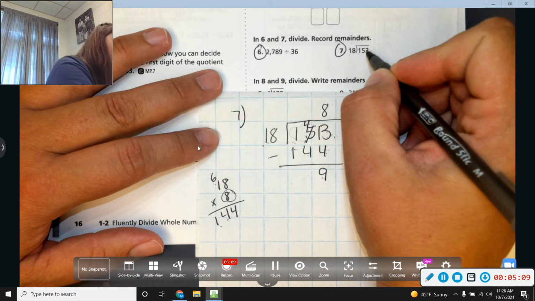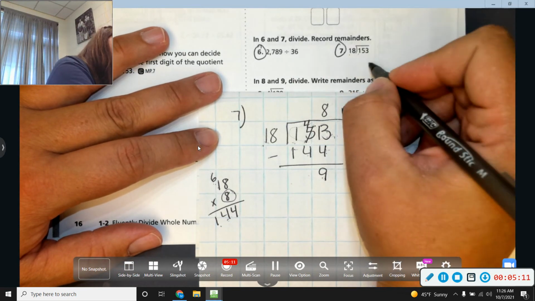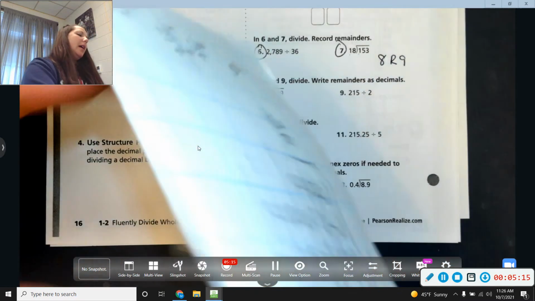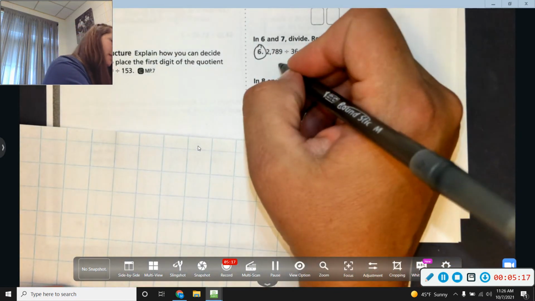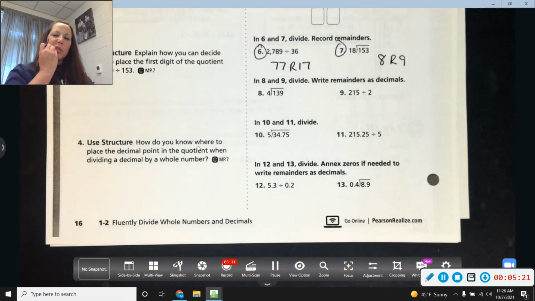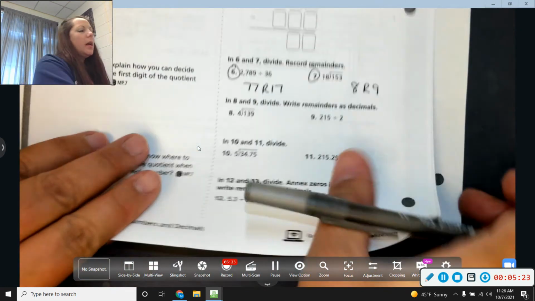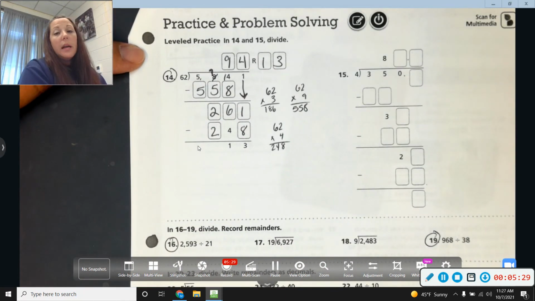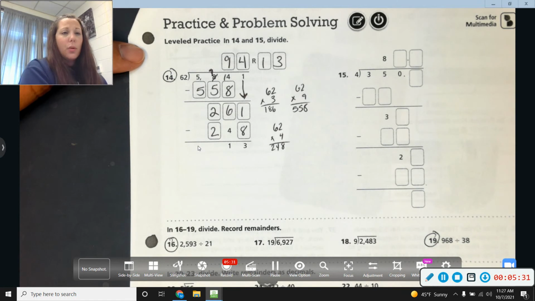So let's put our answer is 8, remainder 9. And then our answer for 6 is 77, remainder 17. Just so we have that on our paper. So I'm going to flip it over. Mrs. McCall did 14. So if you weren't in class or you didn't catch it all, here's that.